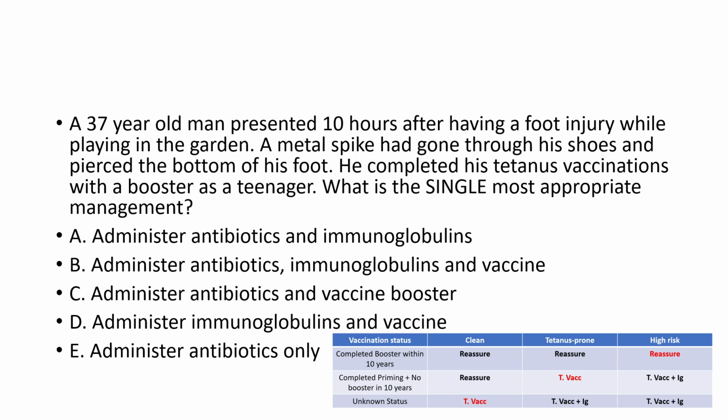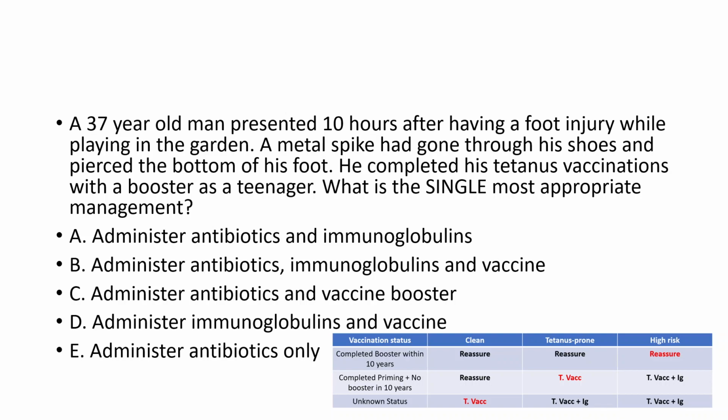A 37-year-old who presented 10 hours after having a foot injury while playing in the garden. A metal spike had gone through his shoes and pierced the bottom of his foot. He has completed his tetanus vaccination with a booster as a teenager. What is the single most appropriate management?